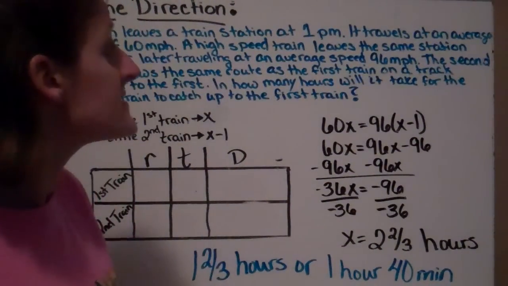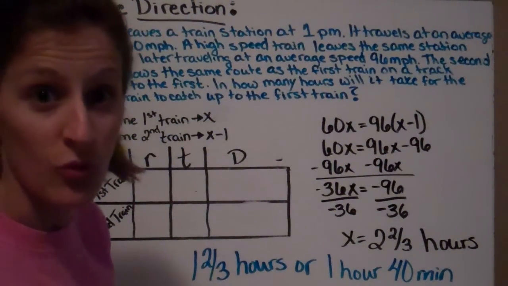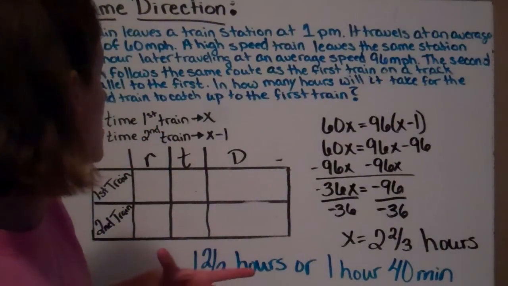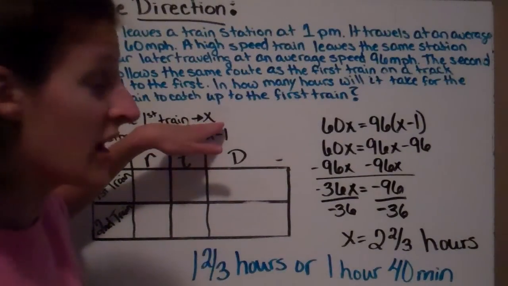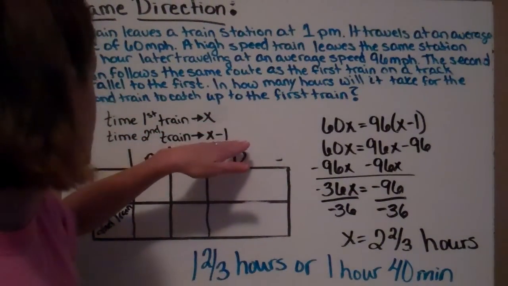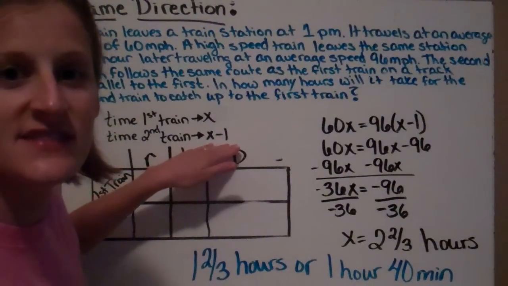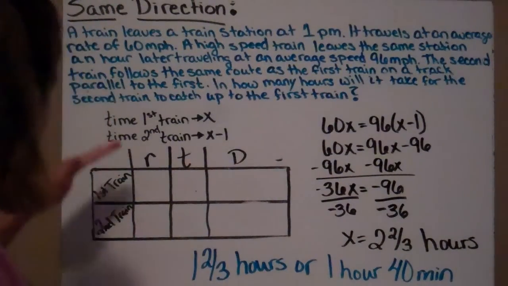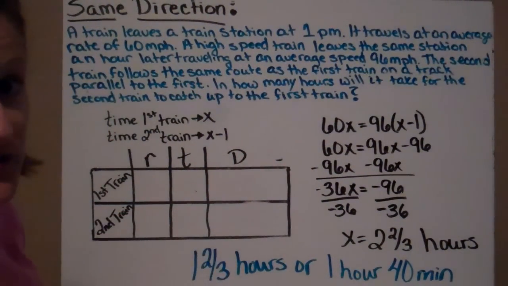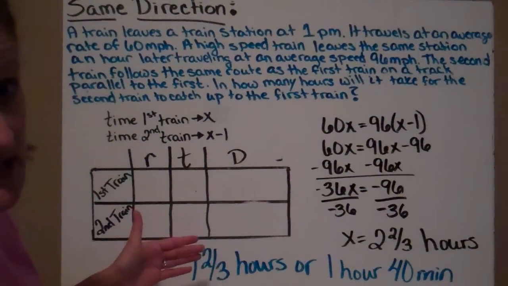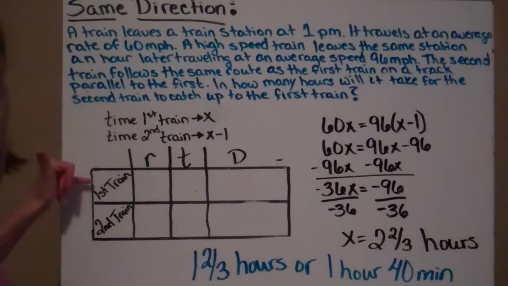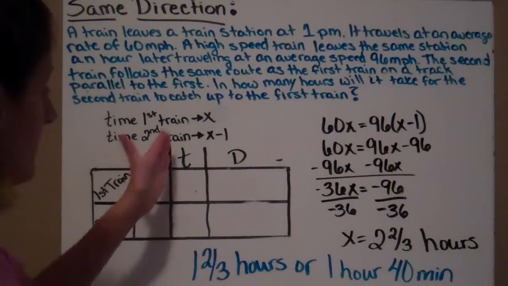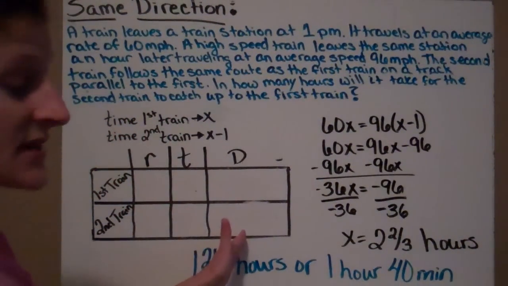Okay, so basically it's asking us the time portion of the distance equals rate times time equation. So we need to know, okay, the time of the first train we're going to say is x. The time of the second train is x minus 1 because it leaves an hour later. So once we've already established that, we're going to put up our table. In this table, I need a column that states what each row means. I've got my rate column, my time column, and then my distance column.